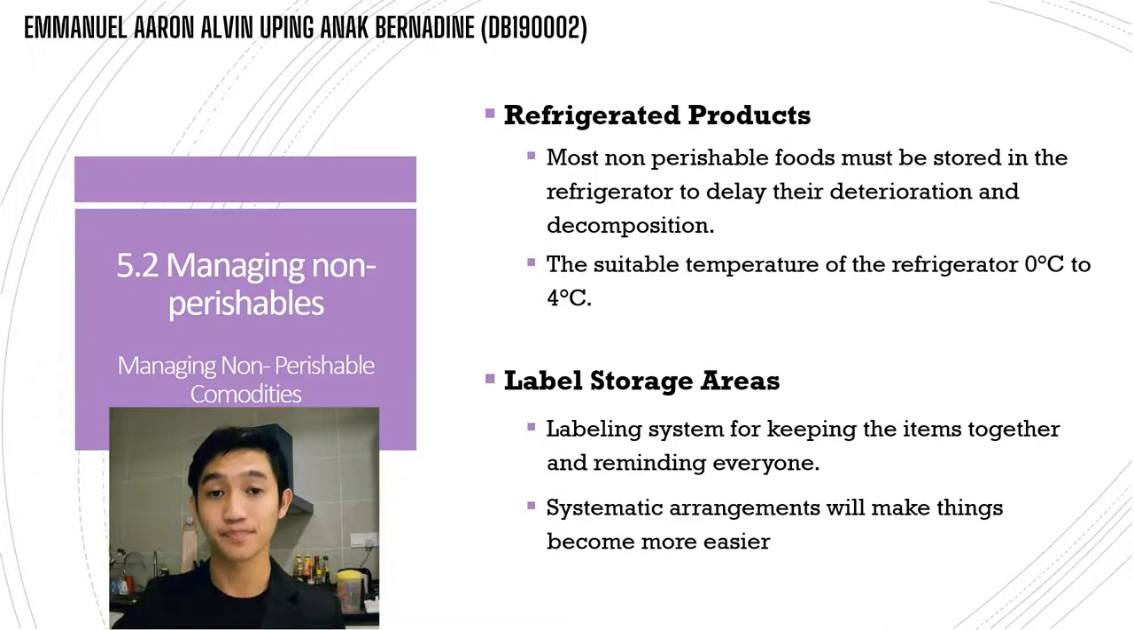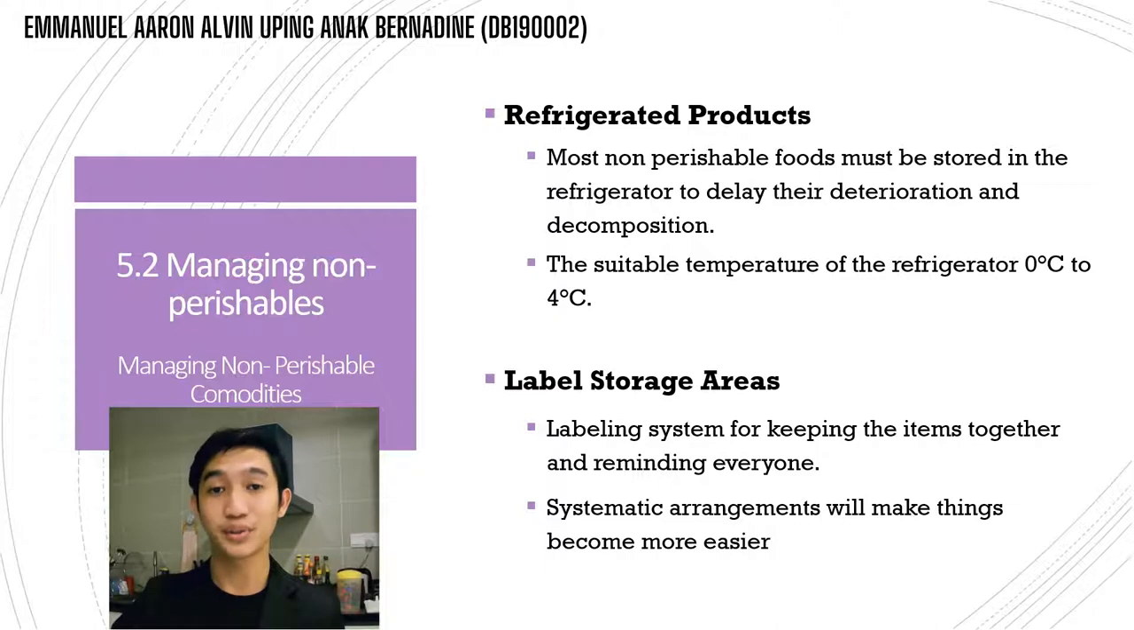Refrigerated products. The refrigerator, whether a walk-in or a standard upright, is an important component in planning the storage of food items. Most non-perishable commodities must be stored in the refrigerator to delay their deterioration and decomposition. The suitable temperature of the refrigerator needs to be taken care of to avoid the spoilage of the products. The ideal temperature range is 0 degrees Celsius to 4 degrees Celsius.